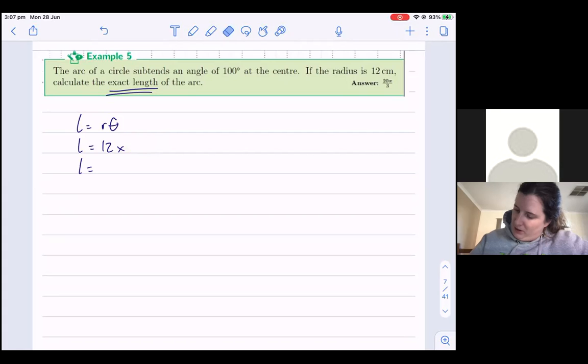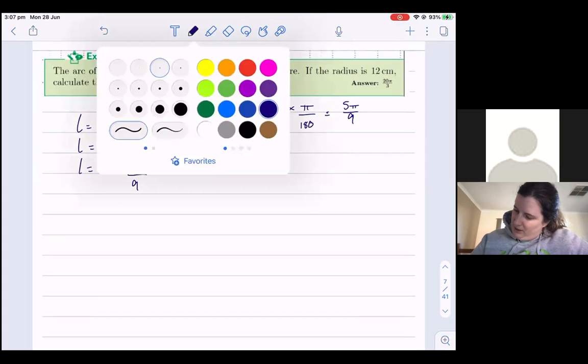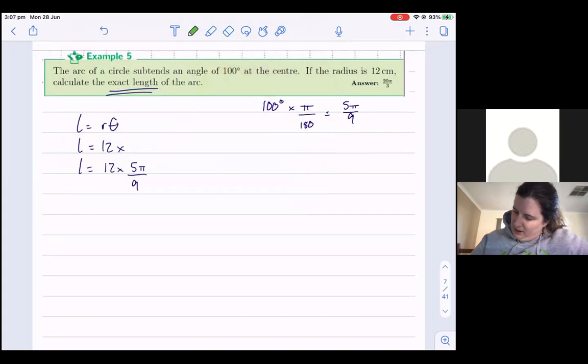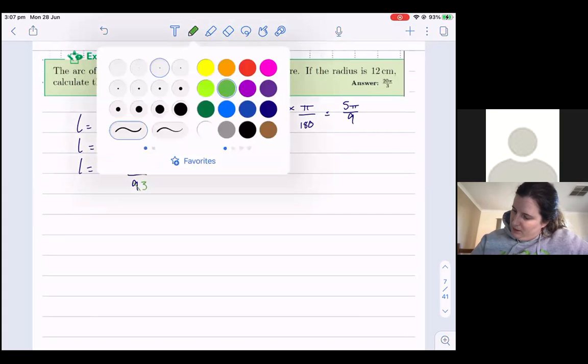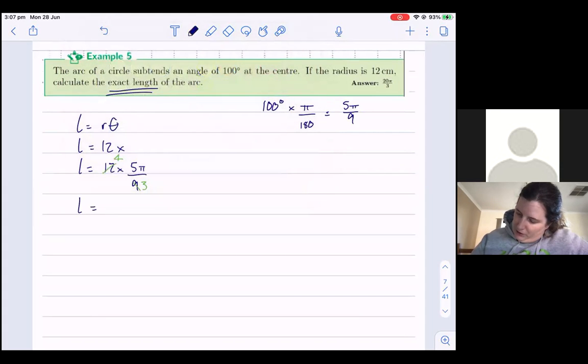We use radians. So remember, 100 degrees, to turn it into radians, we times it by pi, divide by 180. So we've got 5 pi on 9. So we've got 12 times 5 pi on 9. Let's cancel these out. 4 and 3. So we've got 20 pi on 3. Hooray, that's the answer. That's the exact length.